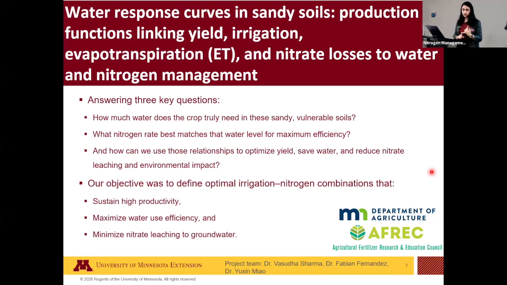key questions. First is, how much water does the crop truly need in these sandy soils, because these are vulnerable soils. What nitrogen rate best matches with that water level for maximum efficiency, and how can we use these relationships, the yield and ET, or total water, to answer some questions that we are looking at. So our objective is to sustain high productivity for sure. We want to produce crop and we want to increase our productivity, but at the same time, we want to maximize our water use efficiency and also minimize pollution to groundwater.